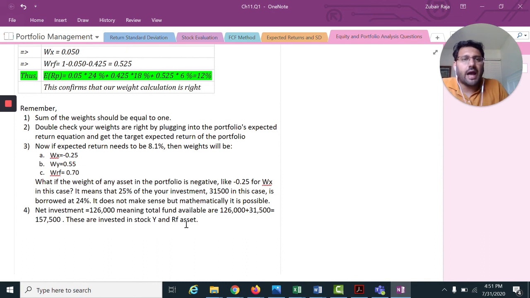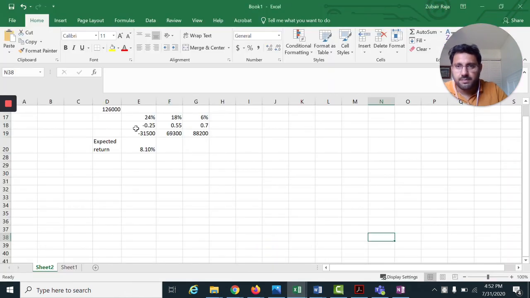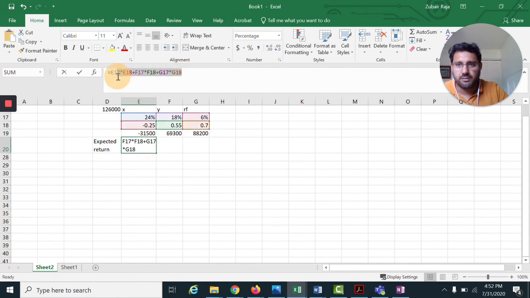So if you end up getting any negative weight, that is possible. Do not get scared. The main point is this: number 1, if you add up all the weights, it should be equal to 1. Number 2, once you plug in the weights in the expected return equation of the portfolio, you should get the target expected return. So I double checked these numbers over here with these weights, right? This was the expected return of stock X, this one was Y, and this was for the risk-free rate of return. I have already written the formula over here, and I was able to get my 8.1% expected return again, which was my target return, right?